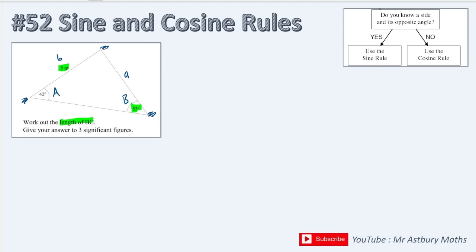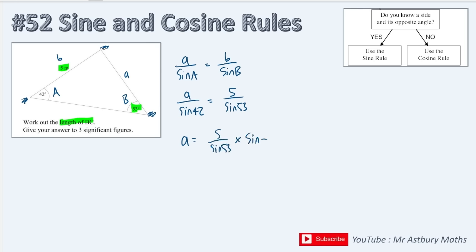Okay, so the sine rule is a over sine capital A is equal to b over sine capital B. So in this case, a is what I'm looking for, over sine of 42 is equal to b, which is 5 over sine of 53. So to find a, I would multiply that denominator to the other side. So I'd get 5 over sine 53 multiplied by sine 42.